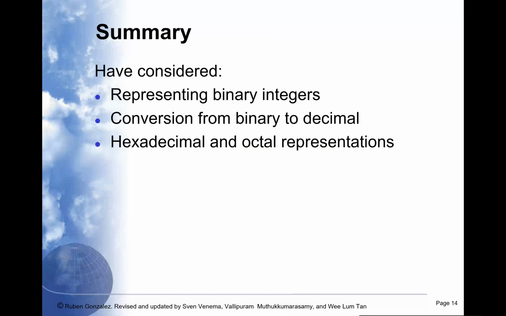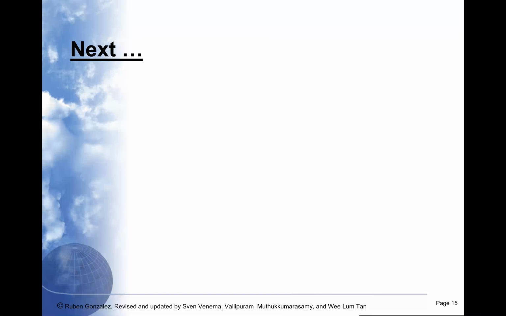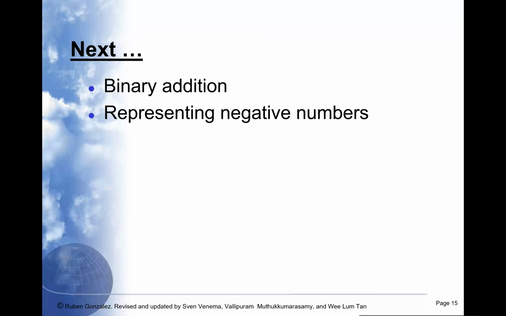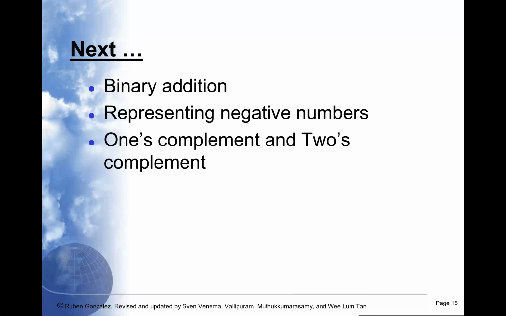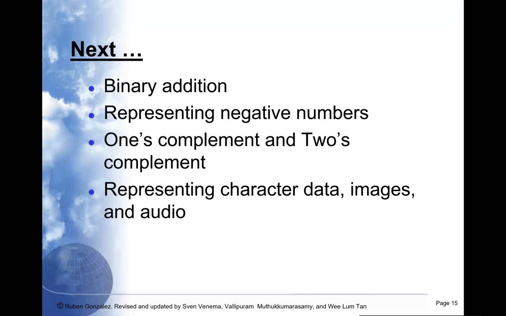So in summary, we have looked at representing binary integers. We've looked at converting from binary to decimal, the other way around, decimal to binary, and we had hexadecimal and octal representations. And next time we will continue, we'll look at binary addition and representing negative numbers. That's something that's going to be quite challenging. 1's complement and 2's complement is the way that we're going to do that. And then we'll look at representing character data, images, and audio. And that's the end of this section.